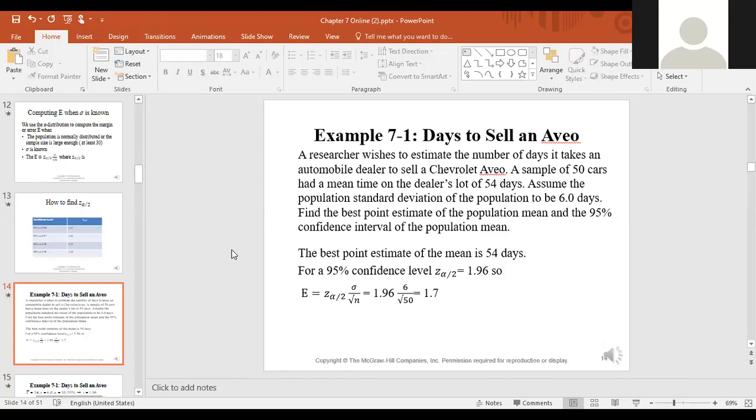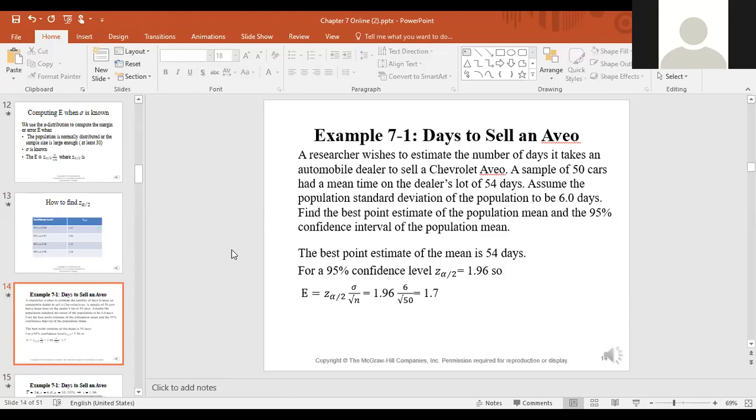With a TI-83 calculator, you really don't need to do all of this computation. You just need to go to your calculator and press STAT, and then you will go to TESTS. And from TESTS, you are going to choose Z-Interval, which is 7. For those who are using a calculator, you will choose Z-Interval.